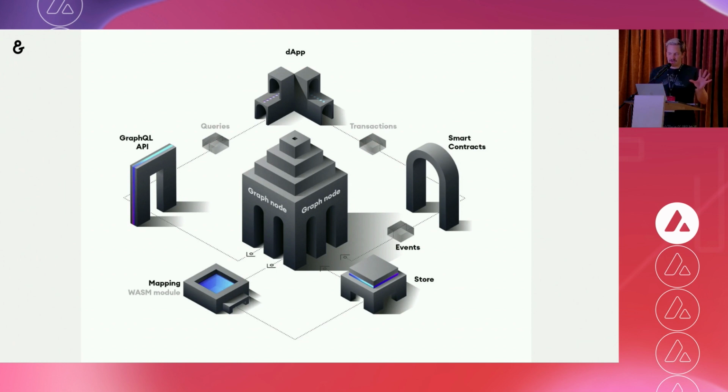So how does it look on a technical level? On the top, we have the DApp or the consumer. Then we send transactions to the smart contracts when we do something, like we want to trade an NFT, and that emits events. Then the graph node indexes these events, catches them, writes into the mapping module, which is compiled down to WebAssembly, and then stores in a database. And on the left side, when we query, we can query through a GraphQL API directly to the graph node. So that's roughly how this works on a technical level.